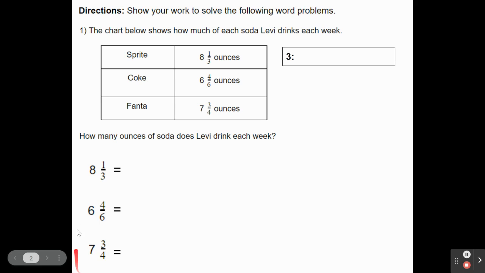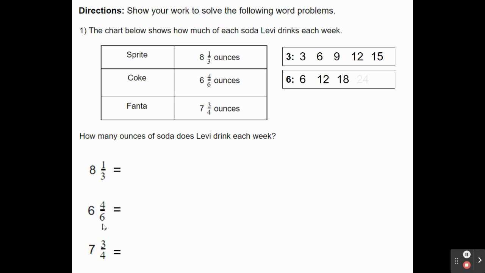Let's start with 3, since 3 is the denominator of our first fraction. We have 3, 6, 9, 12, and 15. We can do the same thing for 6, since 6 is the denominator of our second fraction. We have 6, 12, 18, 24, and 30. Finally, we'll list out the multiples of 4, since 4 is the denominator of our last fraction. We have 4, 8, 12, 16, and 20.